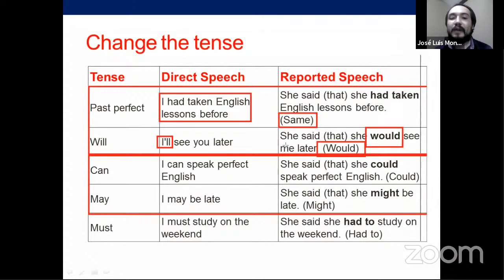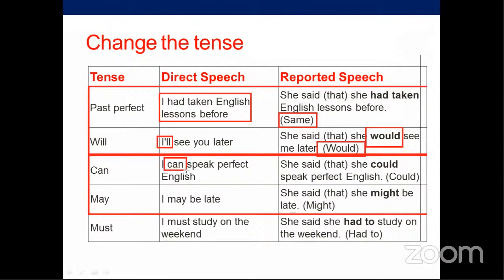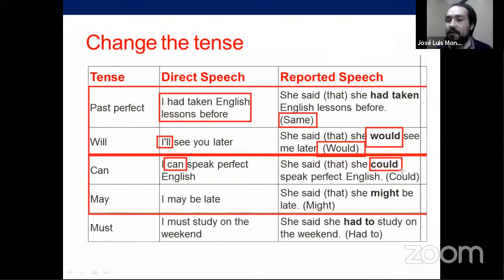So what is the past of can? Could. So direct speech, can. Indirect speech or reported speech, could. May is present and might is past, only in this case, all right? Sometimes they can be present and even future. But when you are with reported speech, might is the past form of may, all right? I may be late. She might be late.